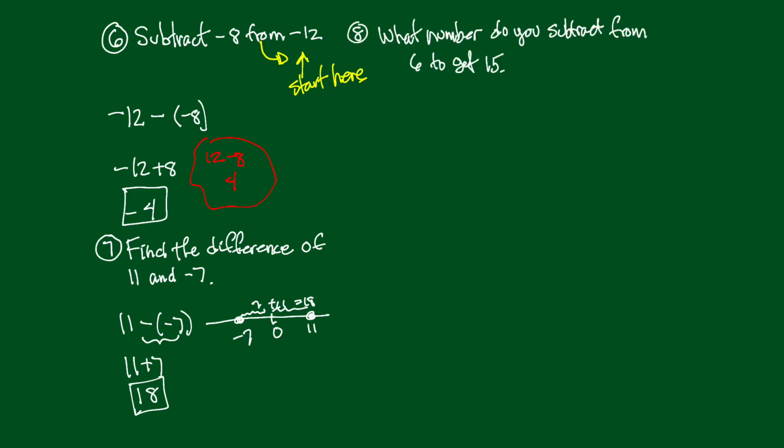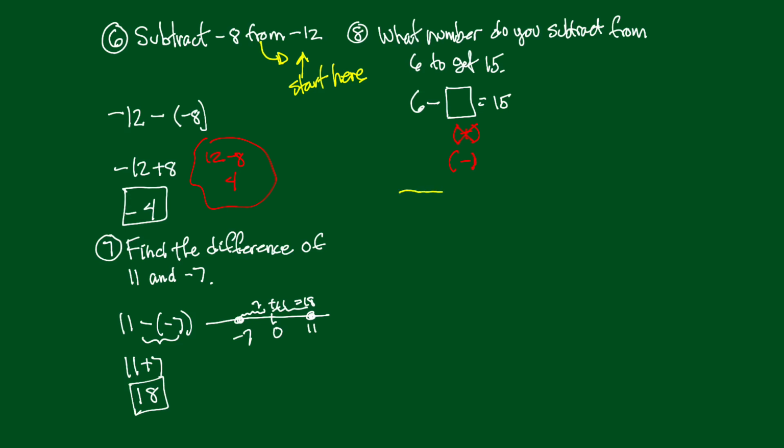Now number 8, we are asked, what number are we going to subtract from 6 to get to 15? So I'm thinking this. 6 minus what number is going to give me 15? Well, one thing I know for sure, I can't put a positive number in here. This cannot be positive, because if I put a positive number in here, like suppose I put in a 10, 6 minus 10 is going to be negative, so that's not going to work. If I put in a 2, that's not going to get me up to 15. So I'm thinking this number is going to have to be negative.